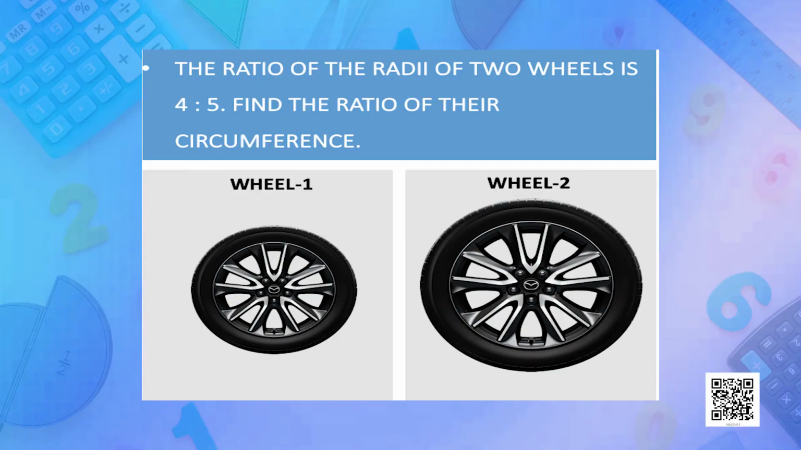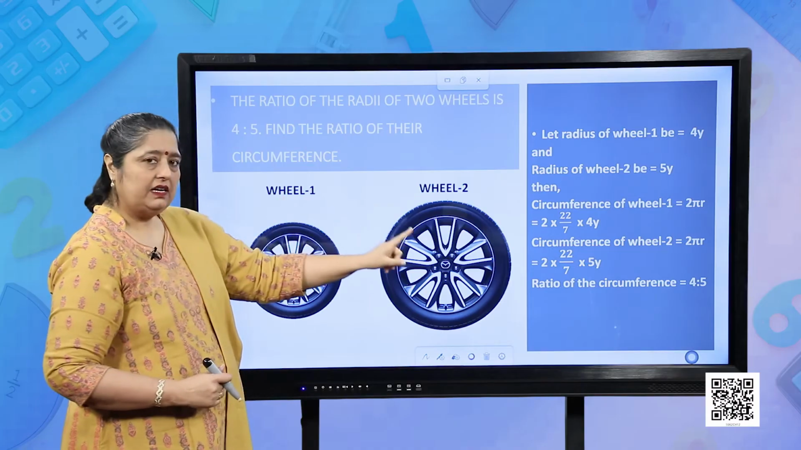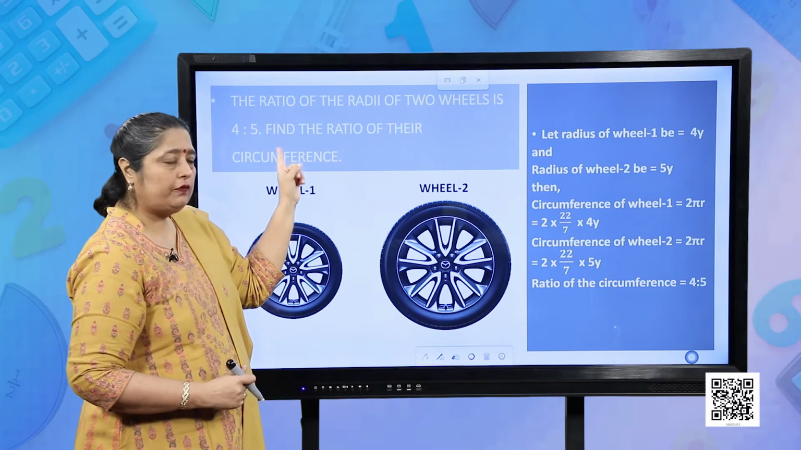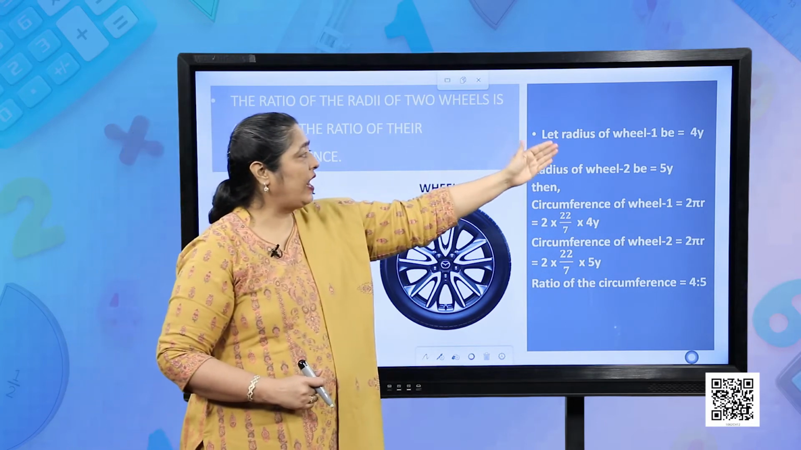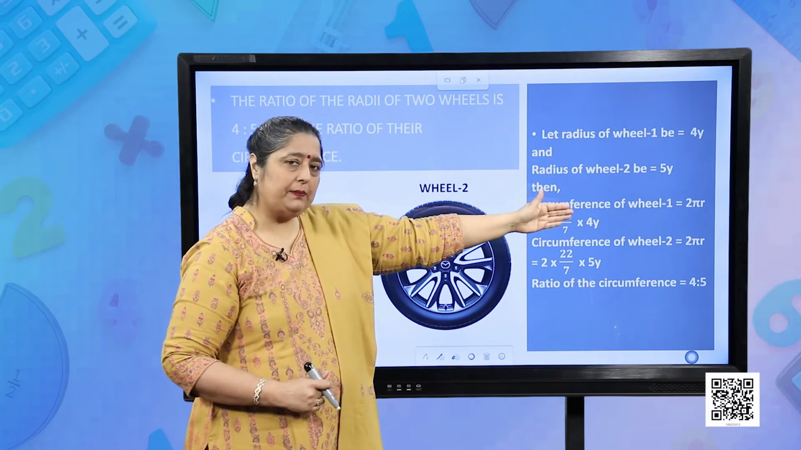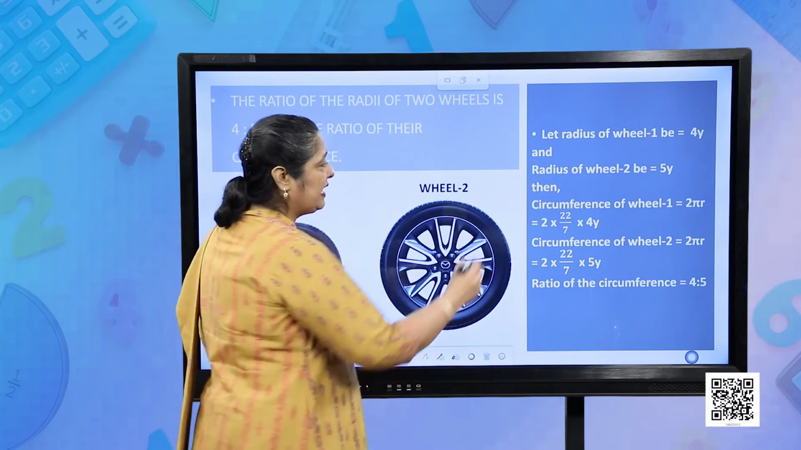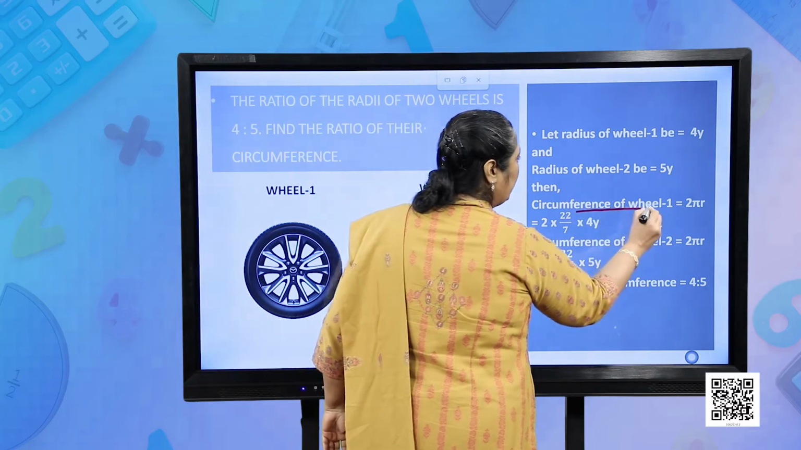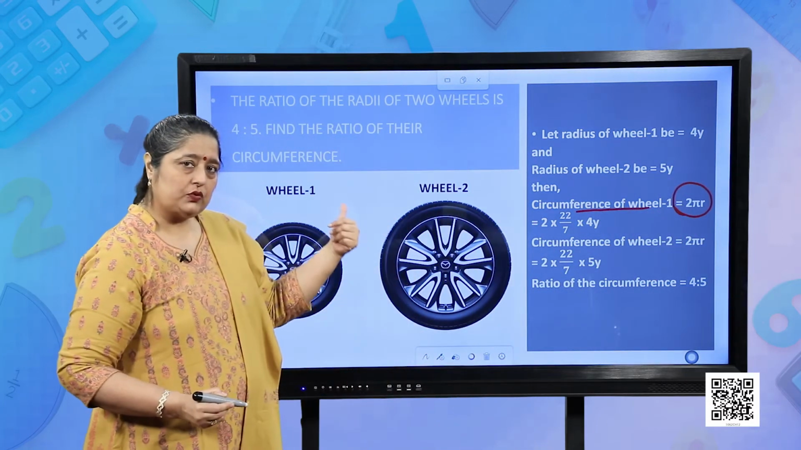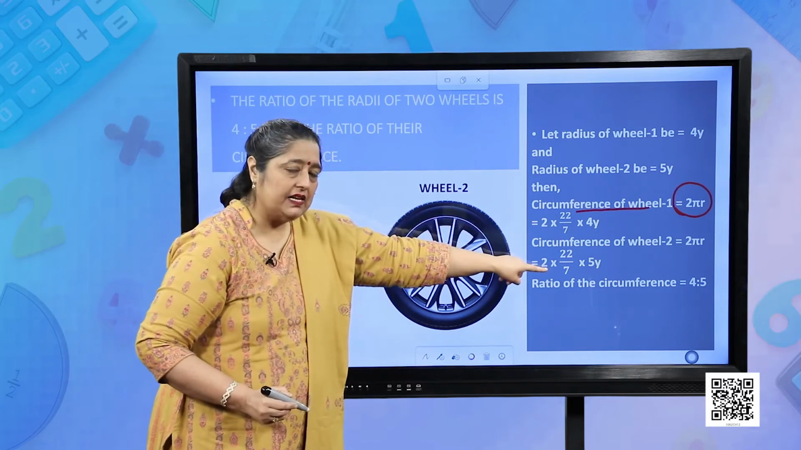The ratio of the radii of two wheels is 4:5. Find the ratio of their circumference. The radii of these two wheels is given as 4:5. So radius of one wheel will be 4y. Then radius of second wheel will be 5y. Then circumference will be 2 pi r, for the first wheel as well as for the second wheel.